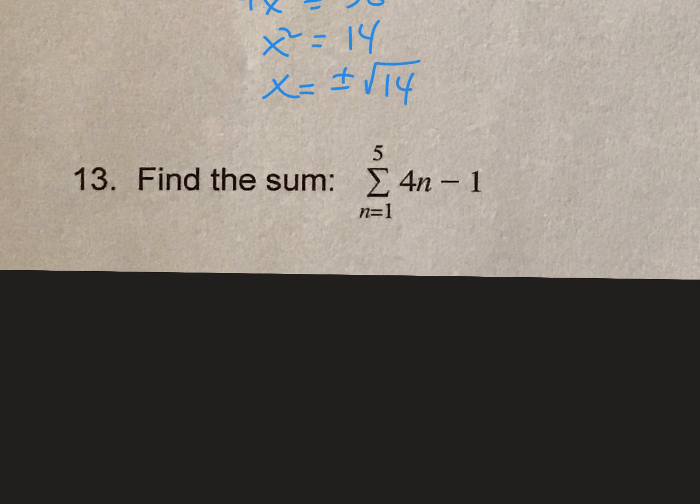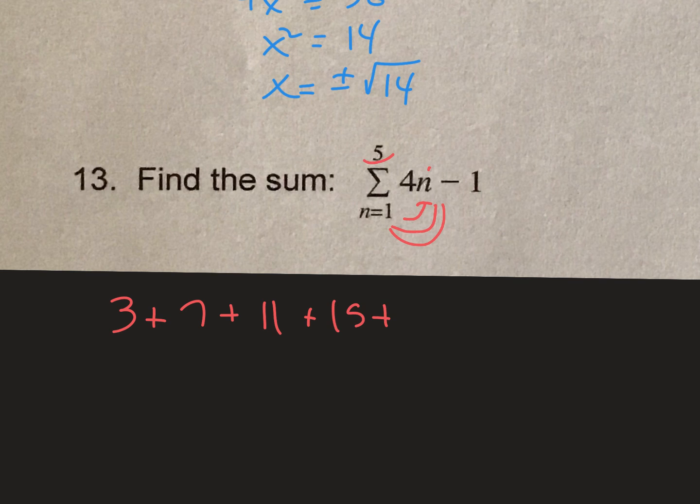Okay, because it says sigma, just plug the numbers in. Plug the 1 in the bottom end to get your first number. If I plug in 1 right there, 4 times 1 is 4, minus 1 is 3. Plug in 2. 4 times 2 is 8, minus 1 is 7. Plug in 3. 4 times 3 is 12, minus 1 is 11. I see the pattern here. Plug in 4. 4 times 4 is 16, minus 1 is 15.